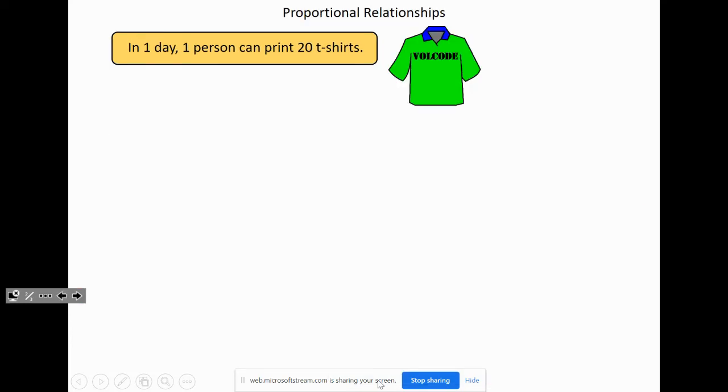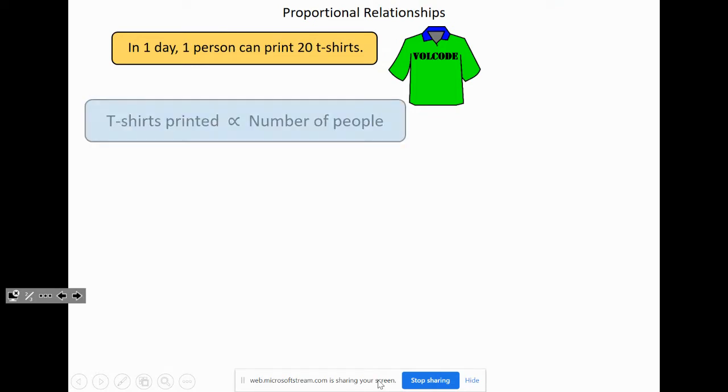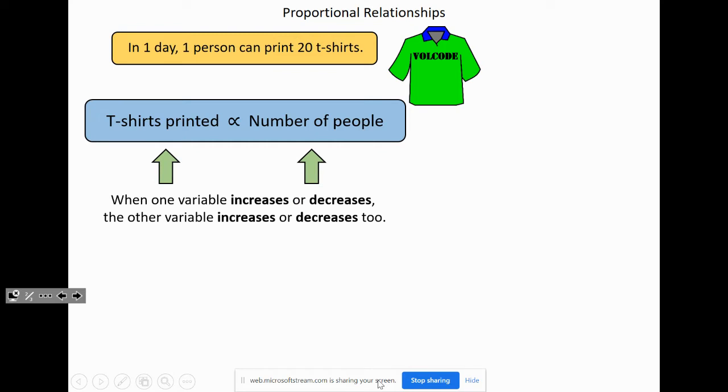So how do we write this formally? If in one day, one person can print 20 t-shirts, let's do this in a formal way. The number of t-shirts printed is proportional to the number of people. When one increases or decreases, then the other variable will increase or decrease as well. So if one goes up, the other goes up as well, which makes sense because more people can print more t-shirts, less people can print less t-shirts. So as one goes up, so does the other. If one goes down, so does the other.